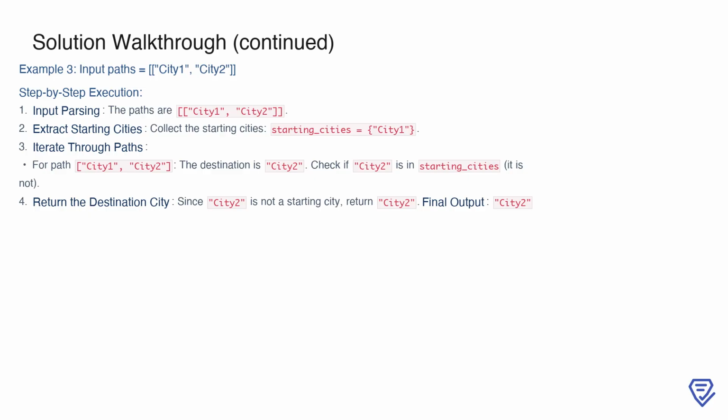We check if City 2 exists in the set of starting cities, and it does not. Since City 2 does not appear as a starting city in any path, it must be the destination city. Therefore, we return City 2 as the final output.